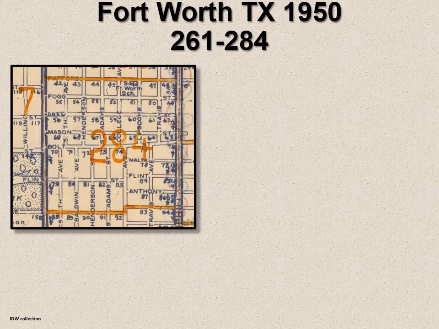The enumeration district shown on the map is 284. We know it's not 284, right? The prefix is 261. We enter 261-284 in the program, and it tells us there's no such enumeration district.